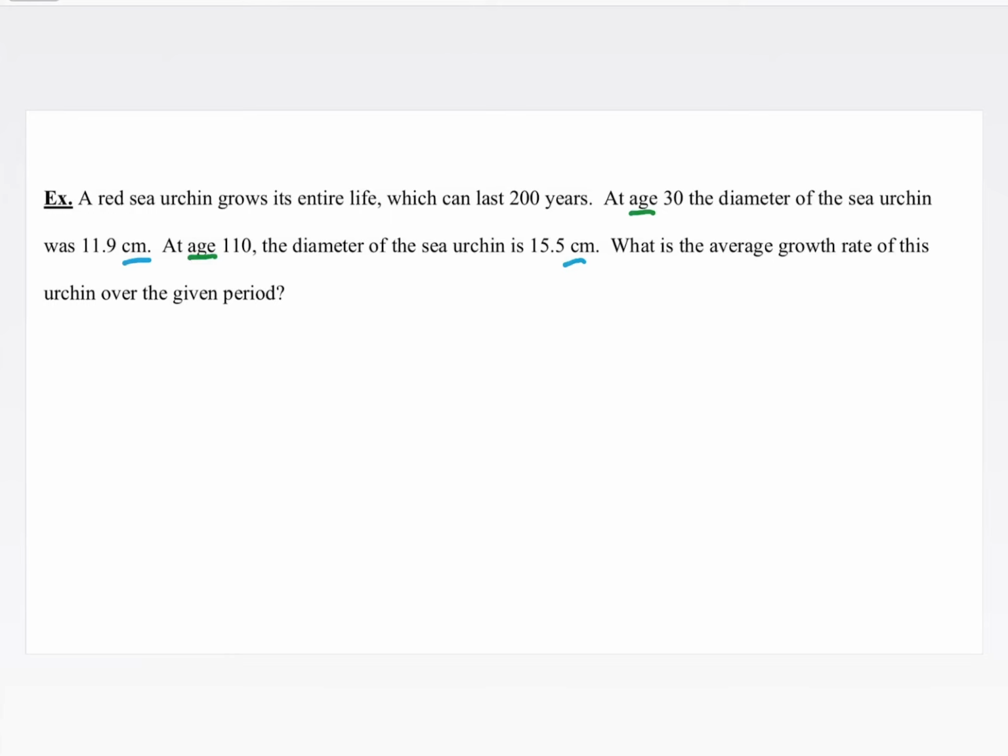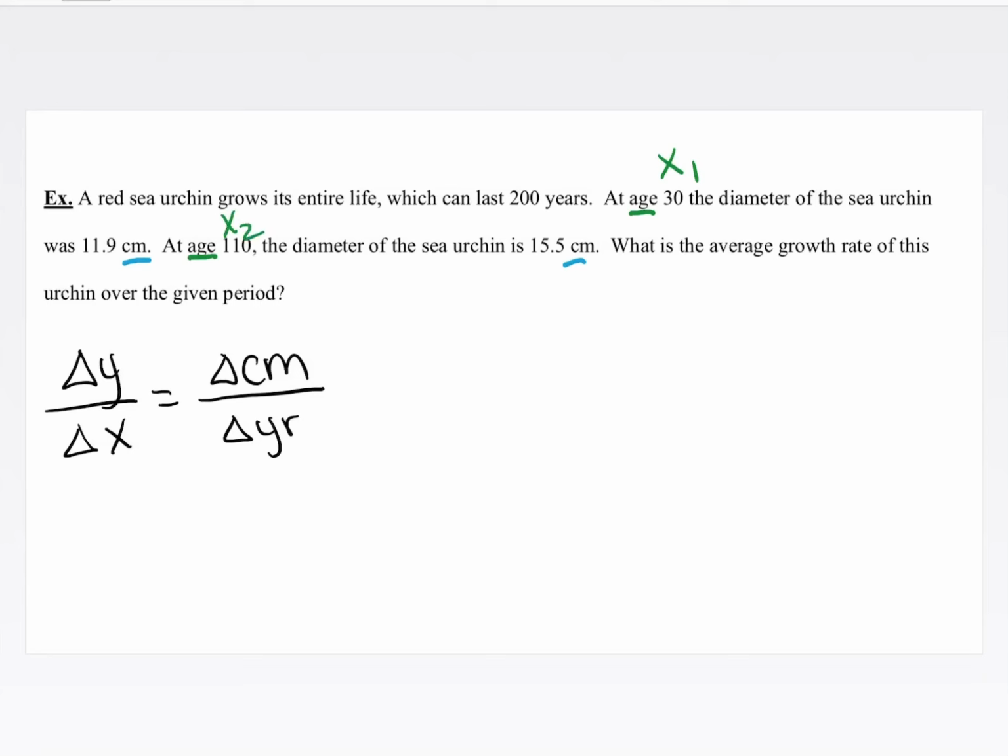So remember, when we have our slope, we have change in y over change in x. So would it be common to have years per centimeter or centimeters per year? It's more realistic to have centimeters per year in terms of measurement. So we're going to measure the change in centimeters over the change in years. This will tell us that the years will be my x values. So 30 will be my x1 and 110 will be my x2. Then the centimeters will be my y values. So 11.9 centimeters is going to be y1 and 15.5 centimeters is going to be y2.